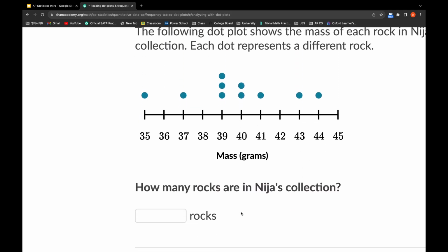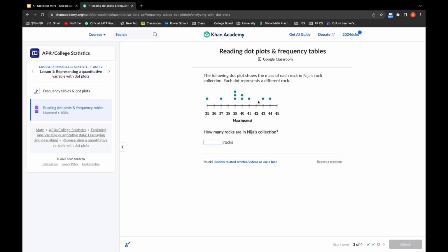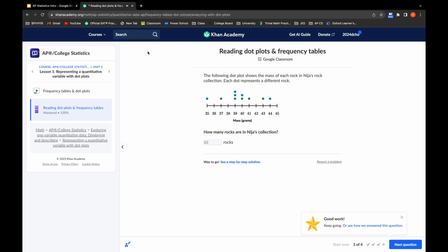This is pretty simple. You can just count every single dot, add all of them, and write it down here. So we have 1, 2, 3, 4, 5, 6, 7, 8, 9, 10 dots in total. So if we type 10 here, and yay, we got this correct.